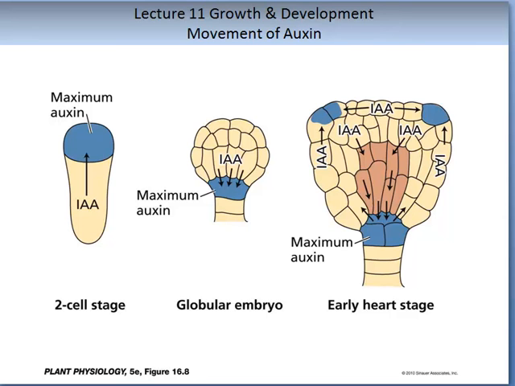The slide illustrates auxin movement through growth. As you can see, the location of the maximum auxin, or the highest concentration, changes depending on what stage the growth is at. Stages shown vary from 2-cell stage and globular embryo to early heart stage.